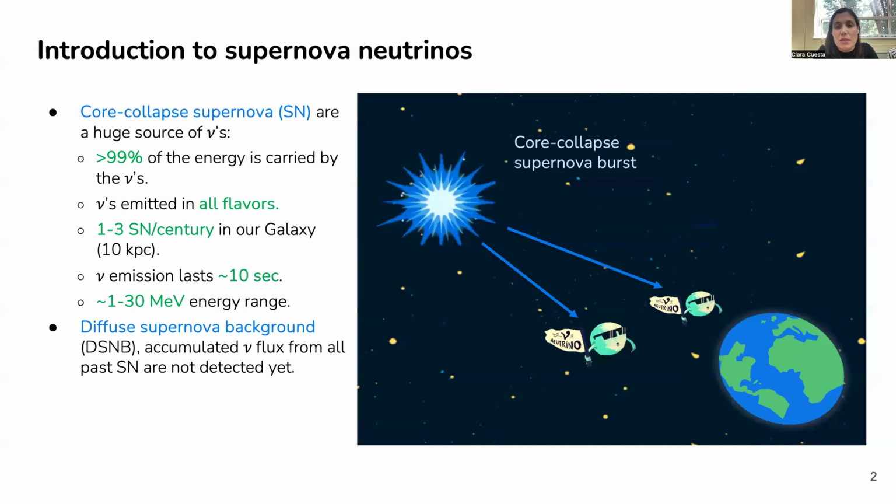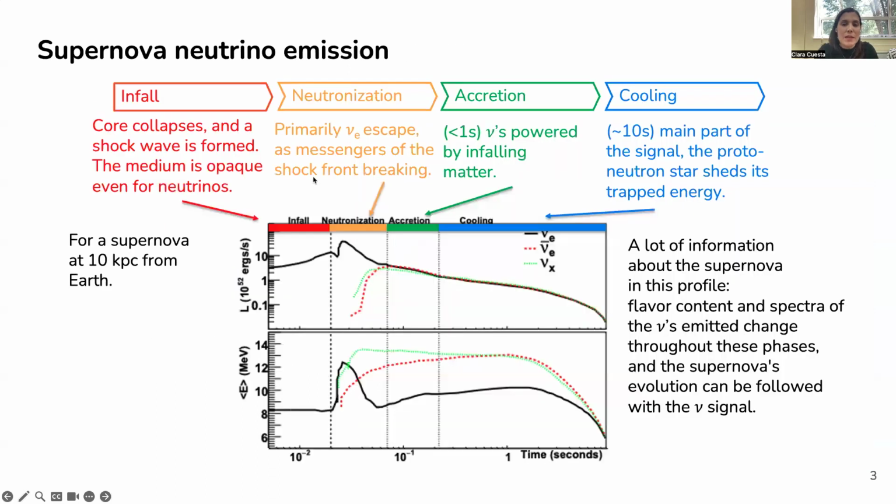Besides the neutrinos emitted in a single burst, it is possible to detect the background of neutrinos emitted by different supernovae in history, which is called the diffuse supernova neutrino background. However, this signal is faint and has not been detected yet.